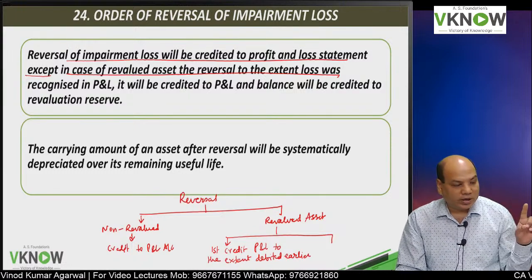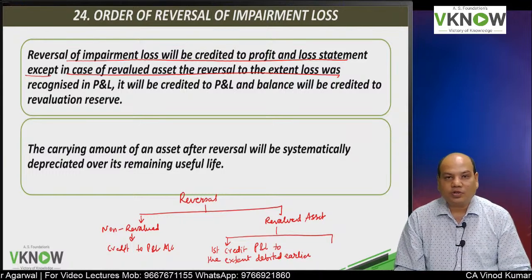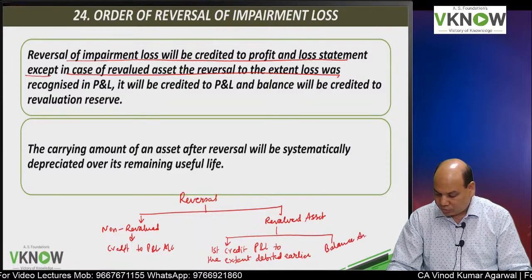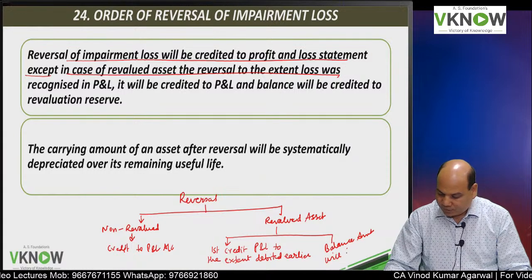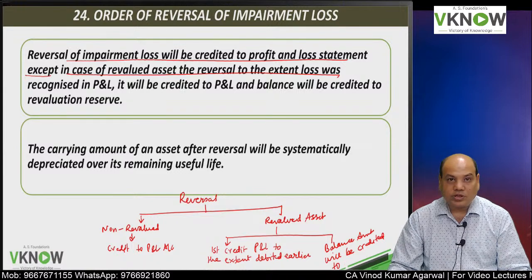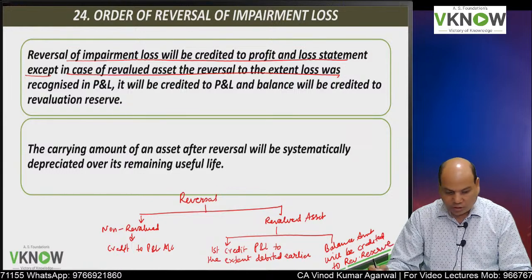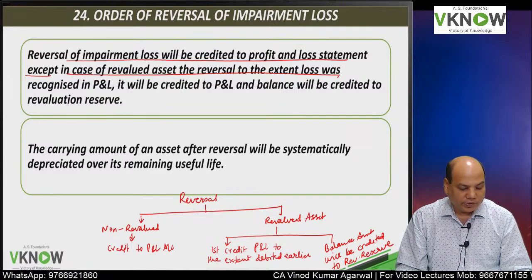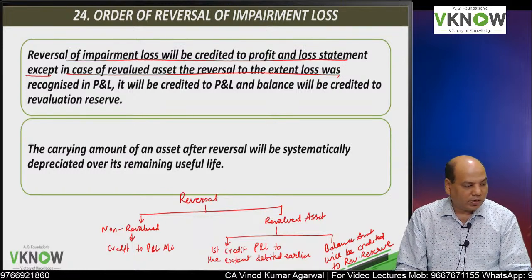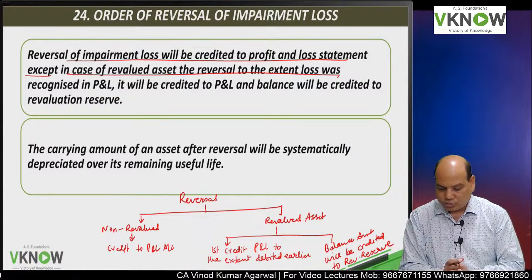Suppose when we provided the impairment loss we had debited 50. So 50 I will first credit to the P&L account, and the balance amount will be credited to, guess, which account? The balance amount will be credited to the revaluation reserve account.